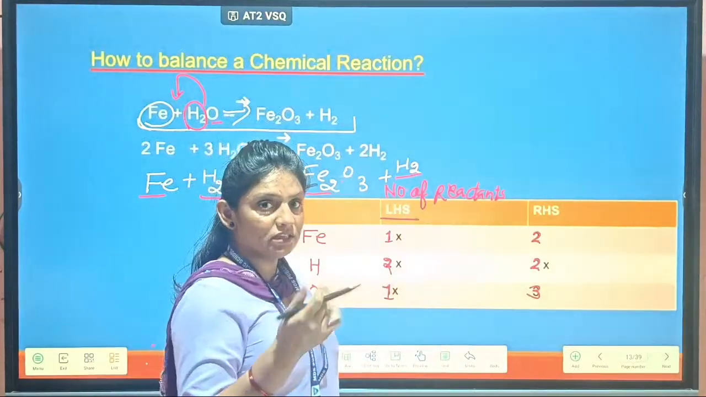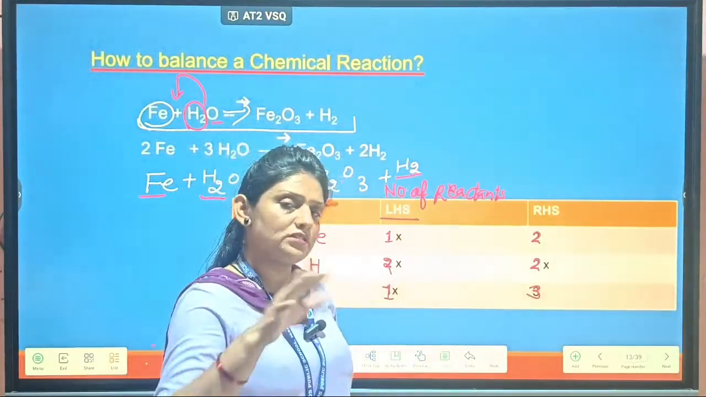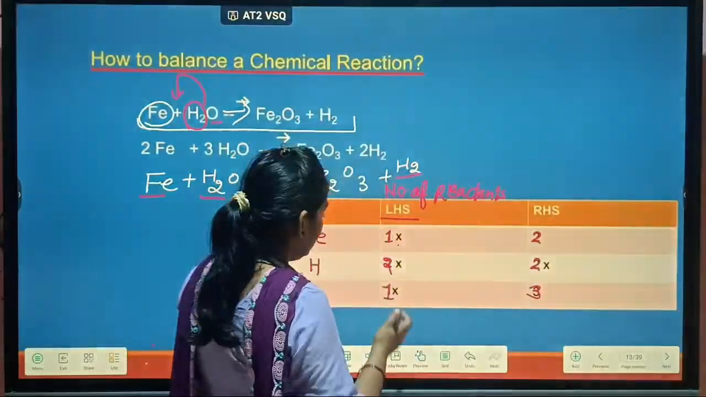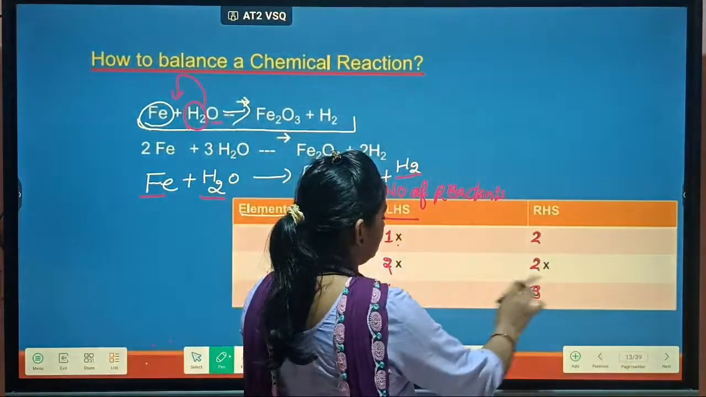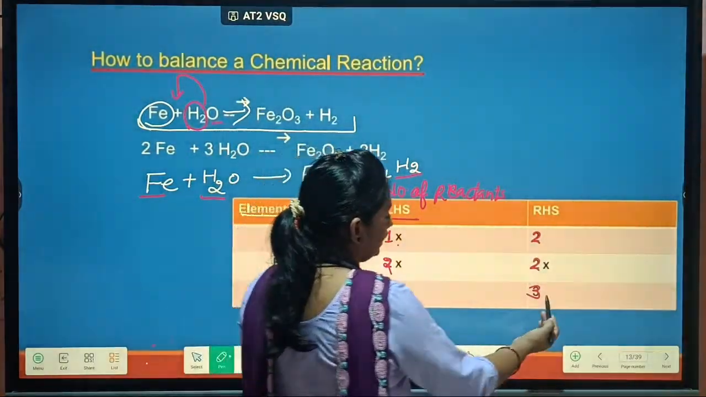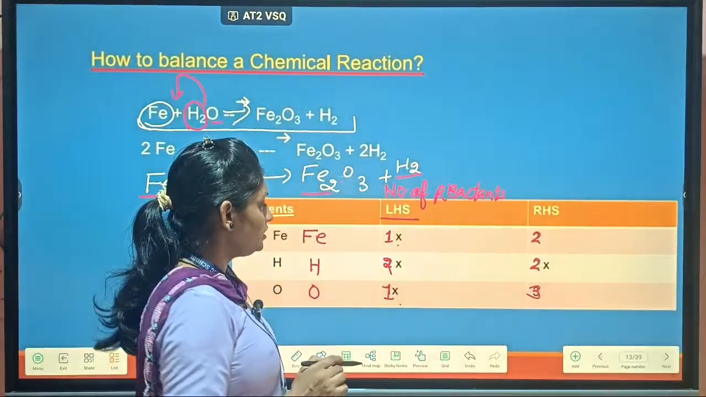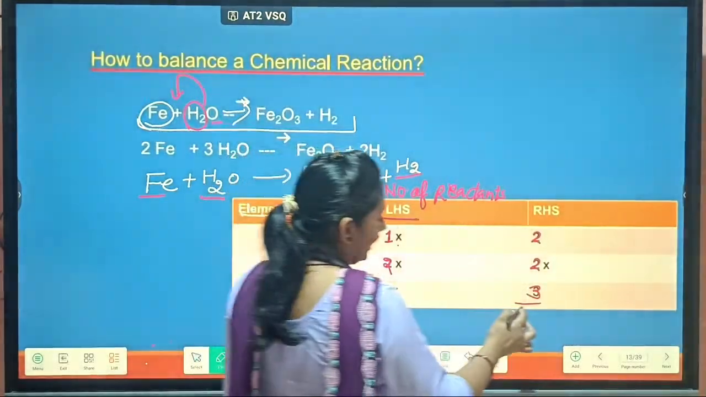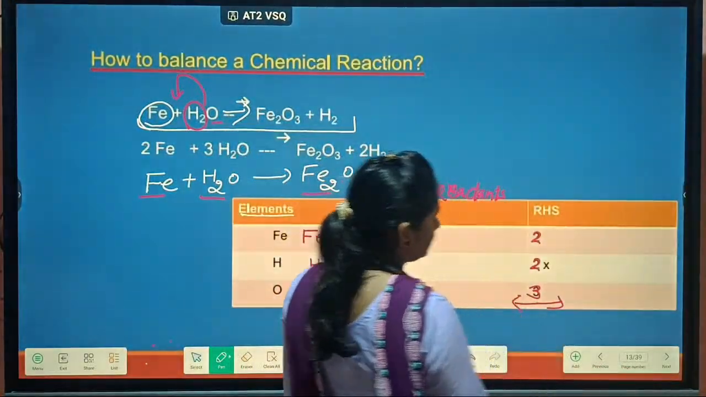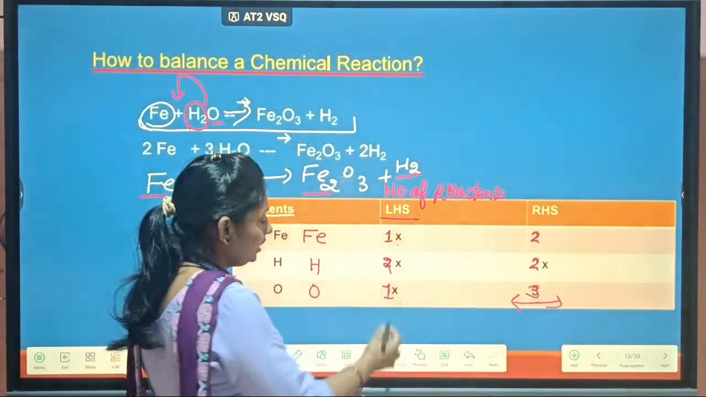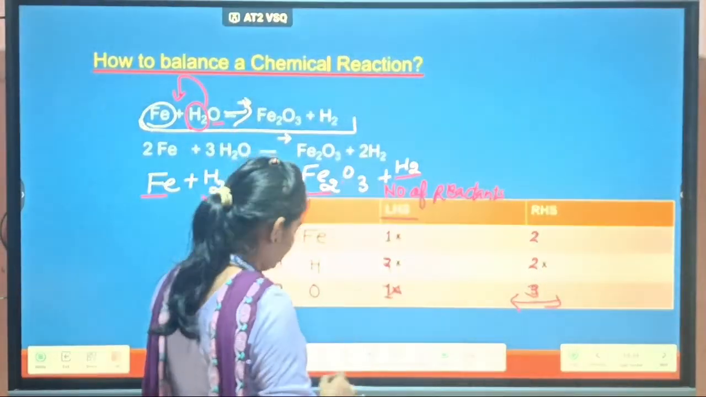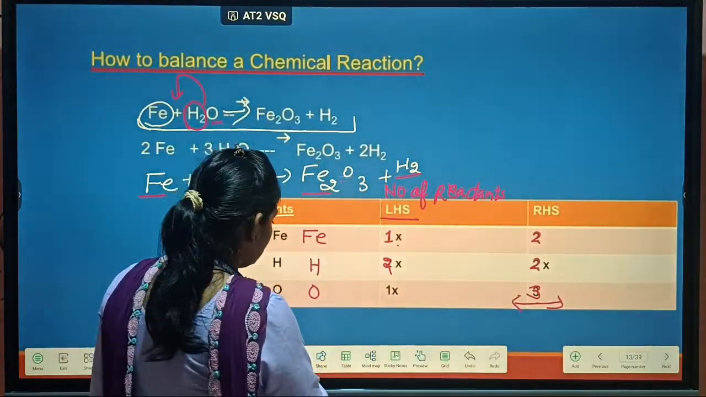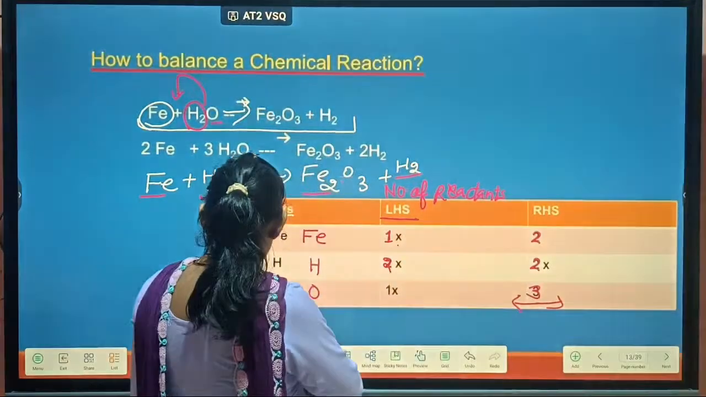Then students, you will see where the maximum unbalancing is taking place. Here one iron, here two iron. Here two hydrogen, these are balanced. Here one oxygen, here three oxygen, meaning more unbalancing takes place. In the product side there are three oxygen, but in the reactant side there is only one oxygen. So students, how can you balance?